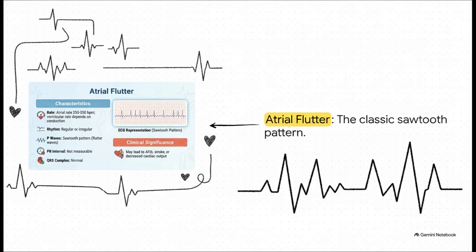Now compare AFib to atrial flutter. Instead of that chaotic quivering, the atria are firing in this rapid, continuous circuit at 250 to 350 beats per minute. This generates an unmistakable, highly testable sawtooth pattern on the EKG. It's so fast you can't even measure a PR interval because of those dominant flutter waves.